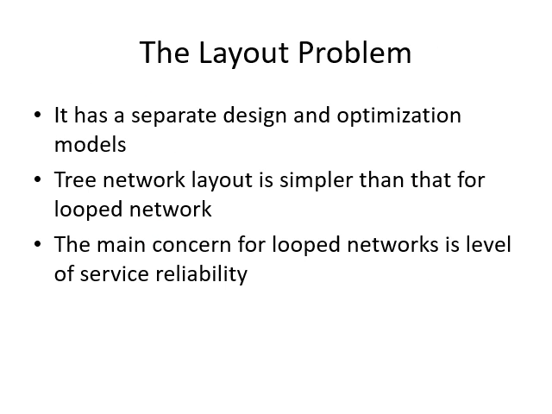Another problem is the location of pipes on plan, which is called the layout problem. But this particular problem has separate design and optimization models, different from the analysis and optimal design for the previous network. The tree layout is simpler than that for the looped network. The main concern for the looped network is the level of service reliability, and reliability is an important issue in water supply systems.